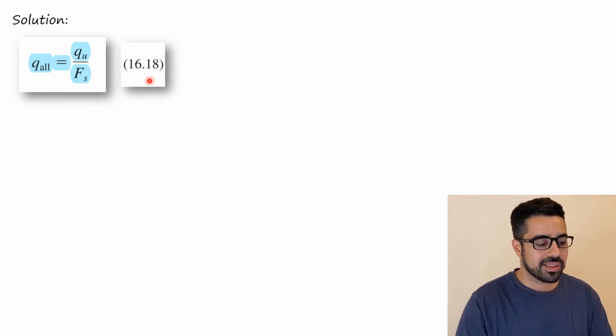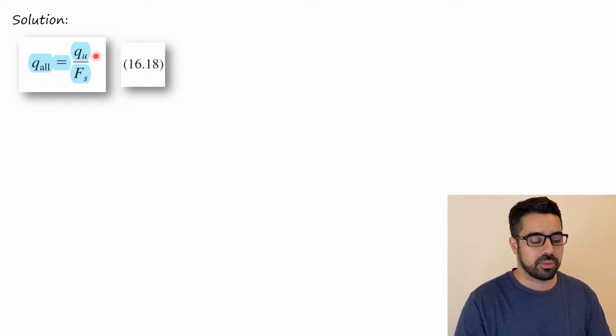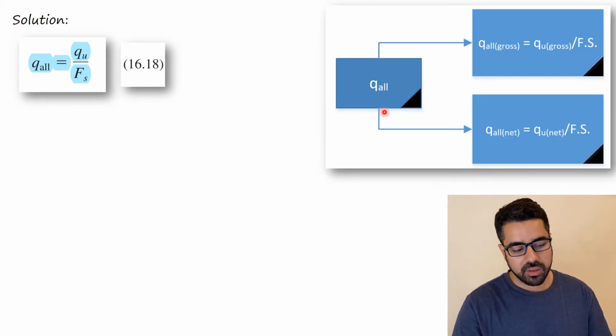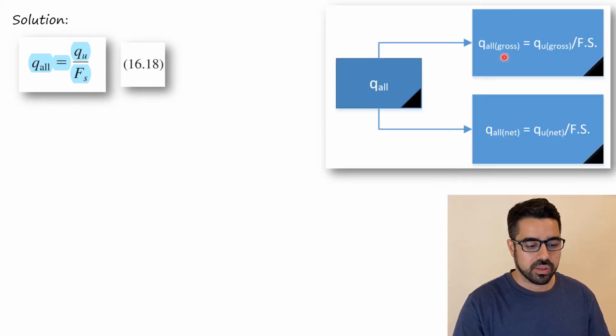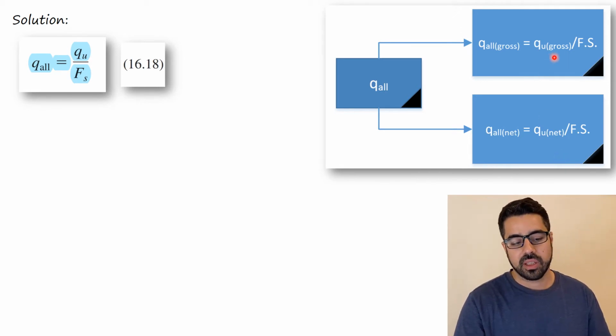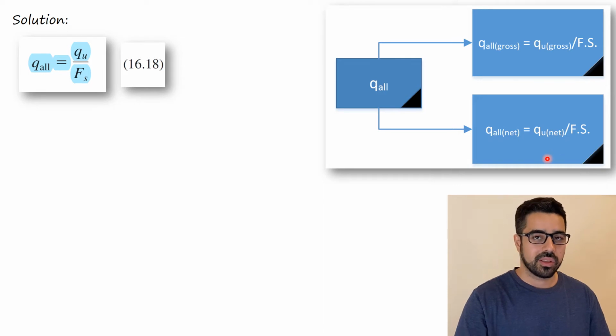So from equation 16.18, you can see the Q allowable is basically the ultimate bearing capacity over the factor of safety. There are basically two Q allowable. The first one is the gross, and it's equivalent to the Q ultimate, the gross, divided by the factor of safety. The second one is the net, and it's the same as the first one, but the only difference is the ultimate bearing capacity in the first case is the gross, the second one is the net.